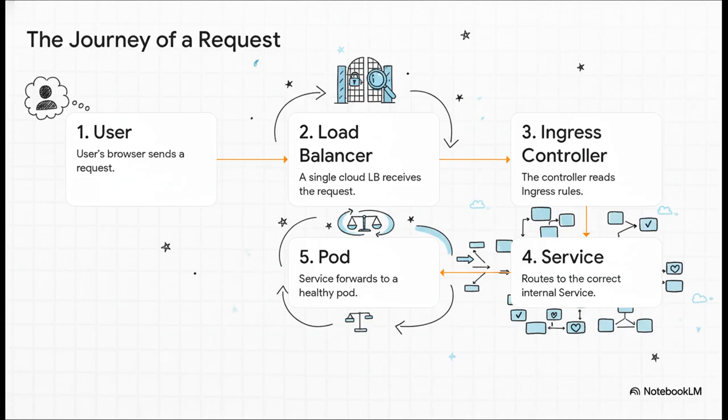Okay, here's the entire flow. A user's request from their browser first hits a single cloud load balancer. That load balancer has just one job: forward all traffic to our Ingress controller. The controller then looks at the request, checks its list of Ingress rules, and routes it to the correct internal service. And finally, that service sends it off to one of its healthy, ready-to-go pods. It's just a clean, logical, step-by-step handoff.